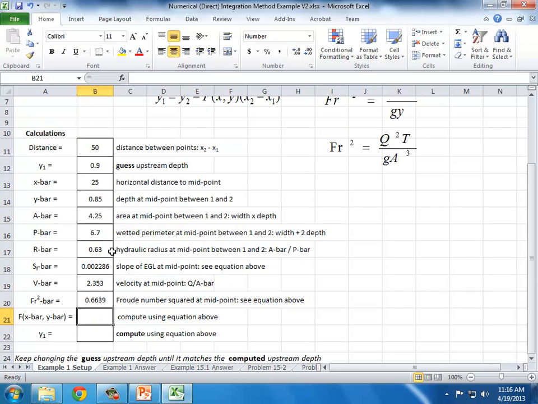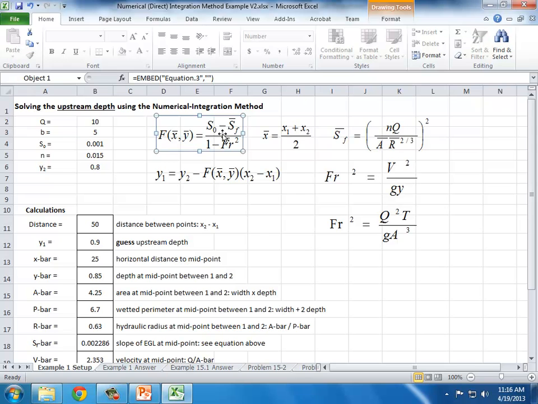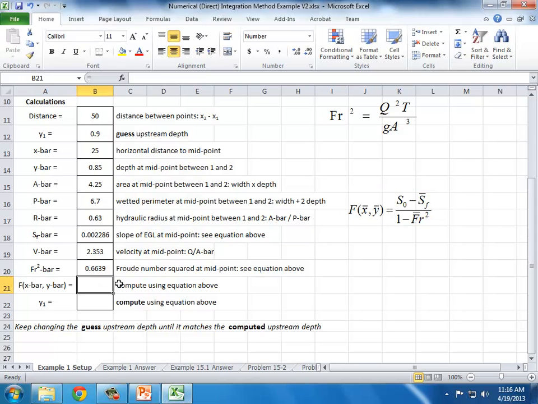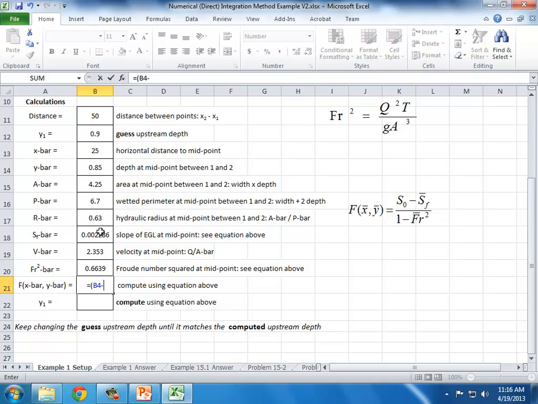All right. Now, this f of x bar, y bar, that's this equation here. So let me drag it down so we can have it on screen as I type it in. It is the channel slope minus S sub f, channel slope minus the slope of the energy grade line at the midpoint, divided by 1 minus the Froude number squared. And I've already got this in terms of Froude number squared, so I don't have to square it. It's already built into that cell.